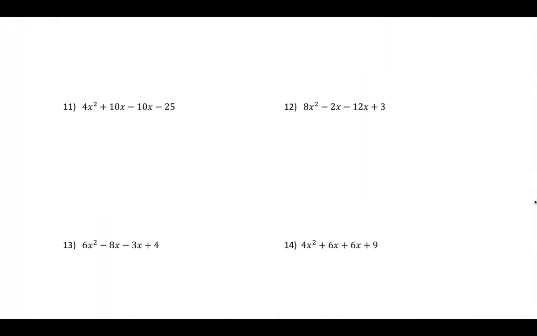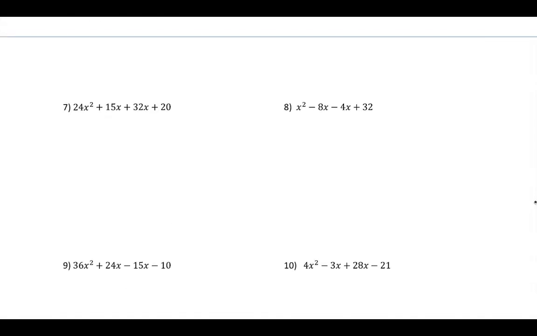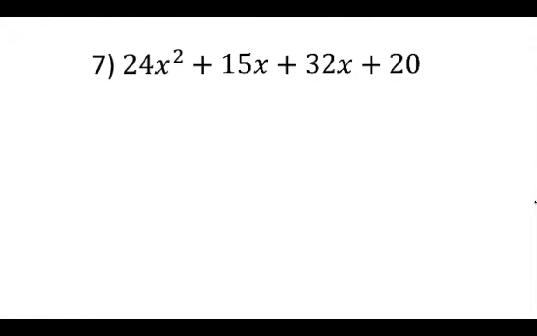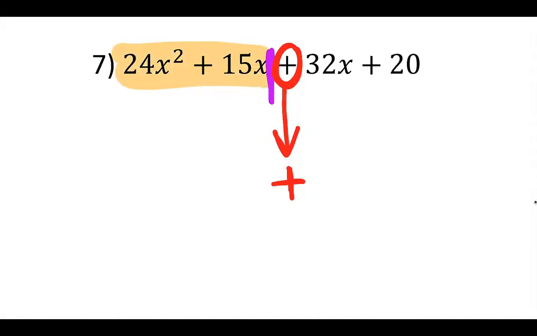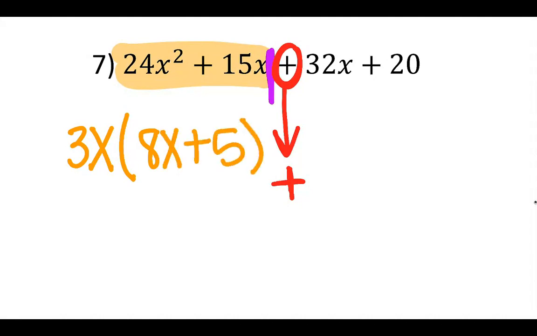Okay, let's look at number next. Ooh, we got a lot of these. Let's do one more. Number 7. So again, nothing I can do. There's no GCF. Split it down the middle. And then I'm going to bring down my plus sign. Then I'm going to do the left side, which is 24x squared plus 15x. So out of here, I can take out a 3 and an x. So I'm left with 8x plus 5.